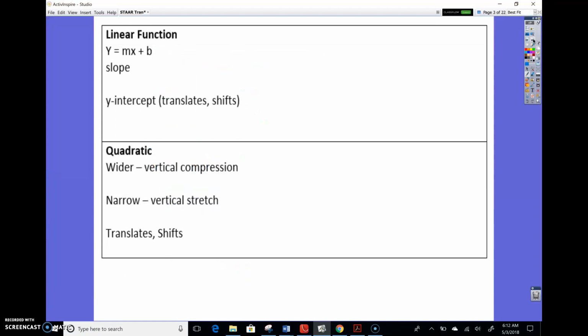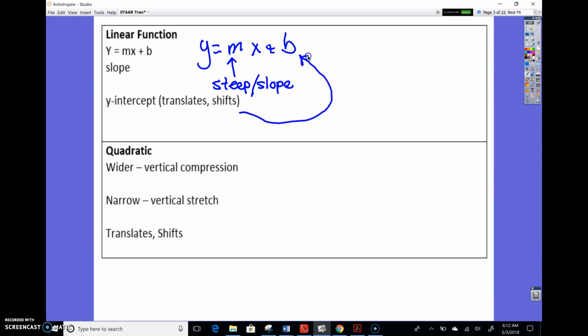When it comes to linear functions, you have y equals mx plus b. The number in front of the x, the coefficient, changes the steepness, or the slope, of the graph. The b, the y-intercept, the number by itself, means you're going to translate up or translate down.